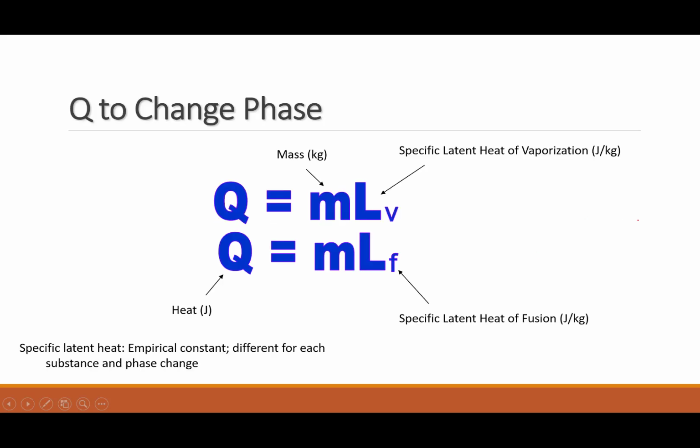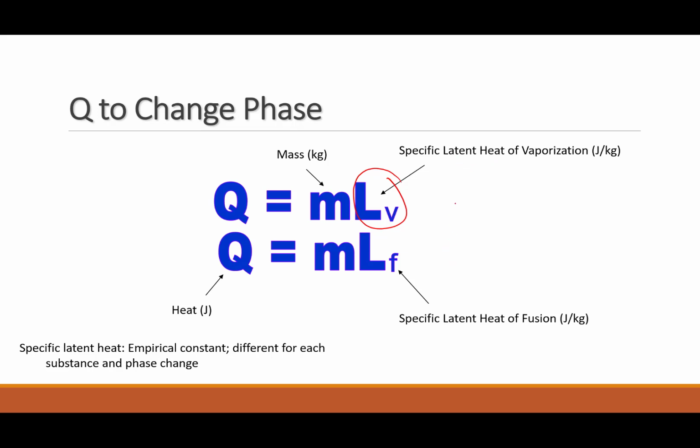Our equation for latent heat, or for phase changes, is Q equals mL. Now, for most substances, there are going to be two different L values. Actually, let me define these variables. Q is the heat that you add to a substance or take away. M is the mass. And L is the specific latent heat of a substance.